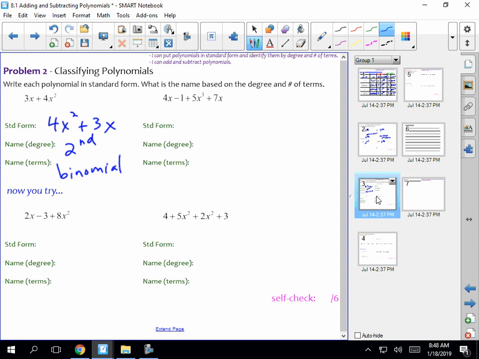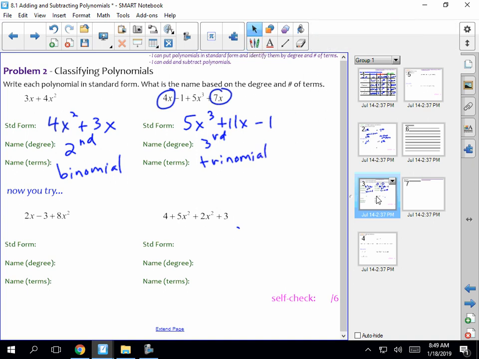All right. And this one right here, let's put it in order, 5x cubed first. Look what happens here. These are like terms. Do you know what like terms are? Combine. Okay, we do combine them. Like terms have the same variable to the same power attached. So 4x and 7x are examples of like terms. You add the 4 and the 7 to get 11x, and then minus 1. So this one ends up being a 3rd degree trinomial once you combine the like terms.